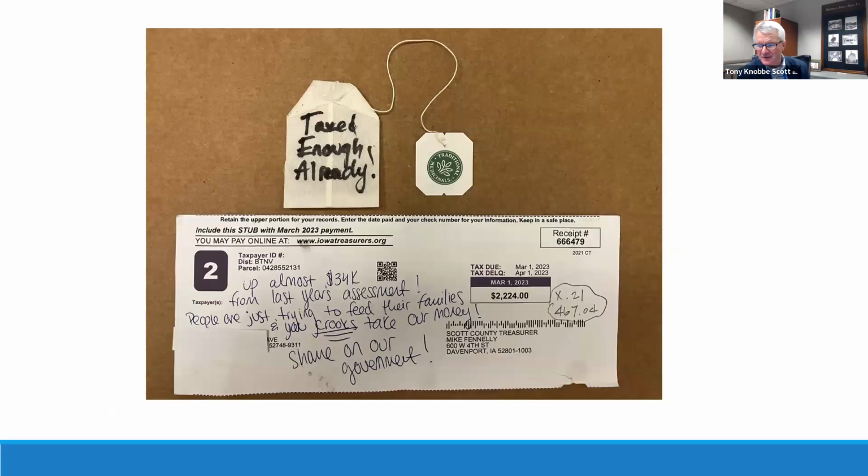Here's a sample of some of the mail that I got this last month. There's a person who lives out in the county. I won't say where. I've blanked out their name and address to protect the innocent, but you can see he feels pretty strongly about this. He even took the time to write on a tea bag. I thought that was rather clever. Taxed enough already. And off to the right, he has already done the math and figured out, well, my assessed value went up 21%. So my taxes are going to go up 21%. I think I've just explained to you that that's not necessarily the case, but there's a lot of people who believe that.